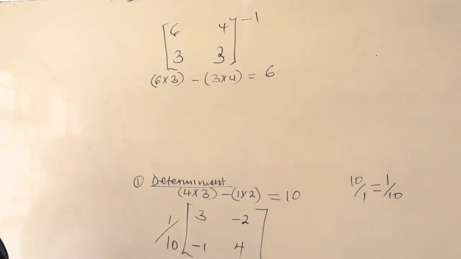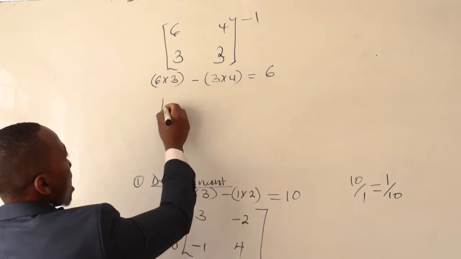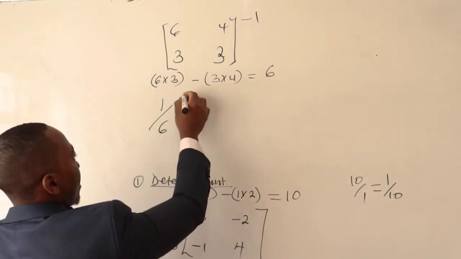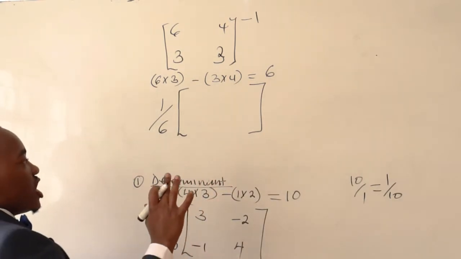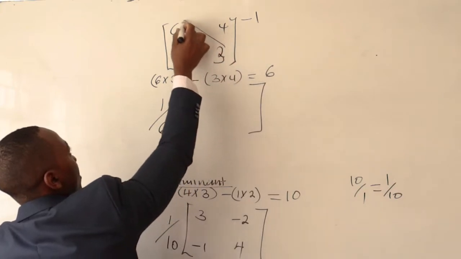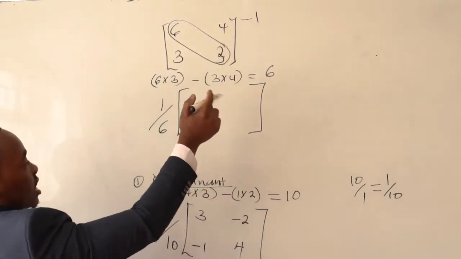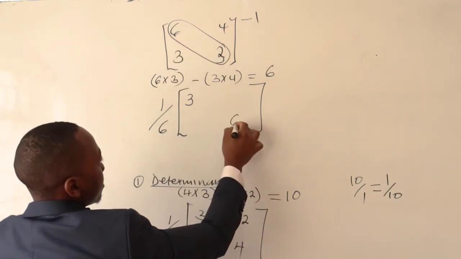And then the other step, you reciprocate the determinant. So in this case, you have 1 over 6. And then, for the major diagonal elements, you interchange. These are our major diagonal elements. We just interchange. So 3 goes there, and 6 goes there.